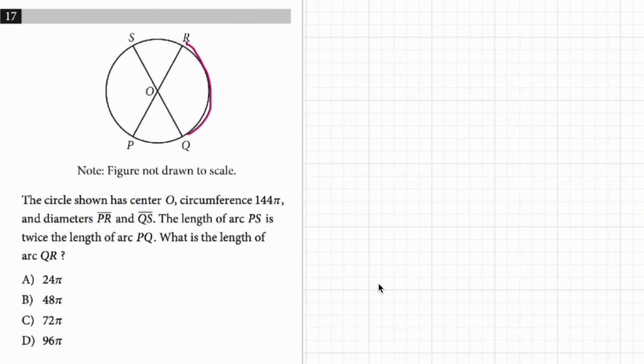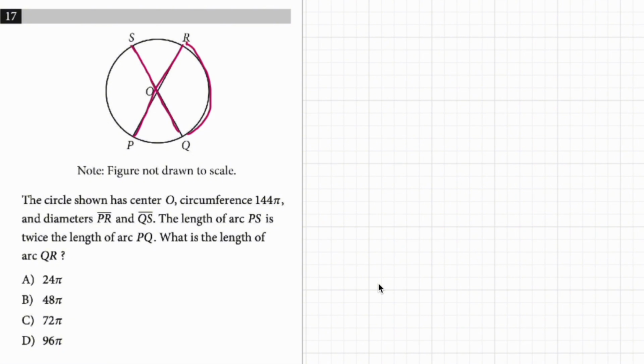Now, let's talk about what we know first. We know the circumference is 144 pi. What does circumference mean? Emma, what's that mean? The distance around the circle. The distance all the way around is 144. So circumference is 144. PR and QS are diameters, which means they go through the center point and cut the circle in half. And then we know arc PS is twice the length of arc PQ.